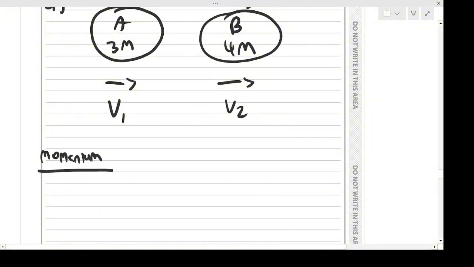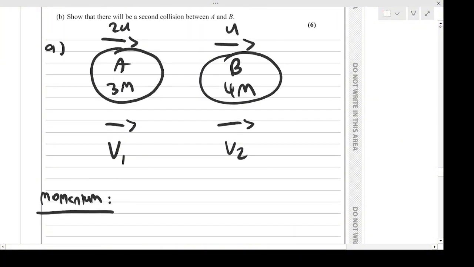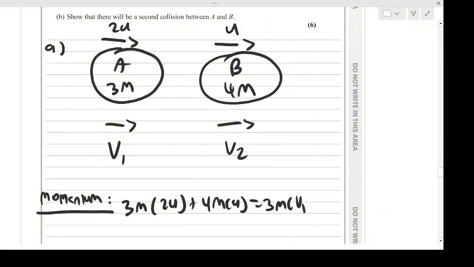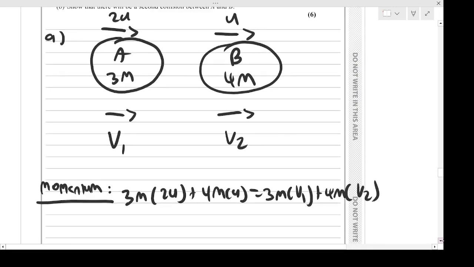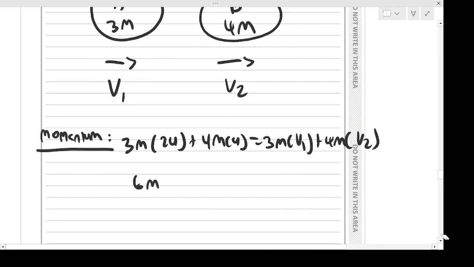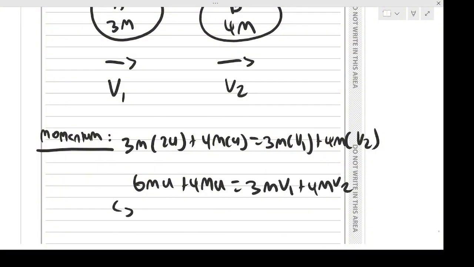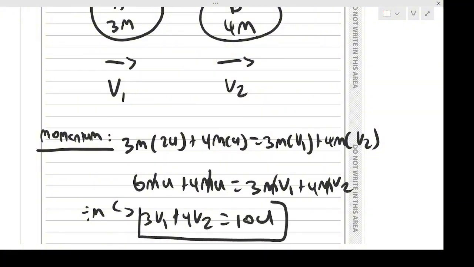So momentum firstly. For A, the mass is 3m, lots of 2u, and then 4m, lots of u. Afterwards it's going to be 3m, lots of V1, add 4m, lots of V2. And so this will simplify to 6mu add 4mu is 3mV1 add 4mV2. Then we can cancel the m's out of all the terms. So we get 3V1 add 4V2 to be 10u, and that's my first equation.